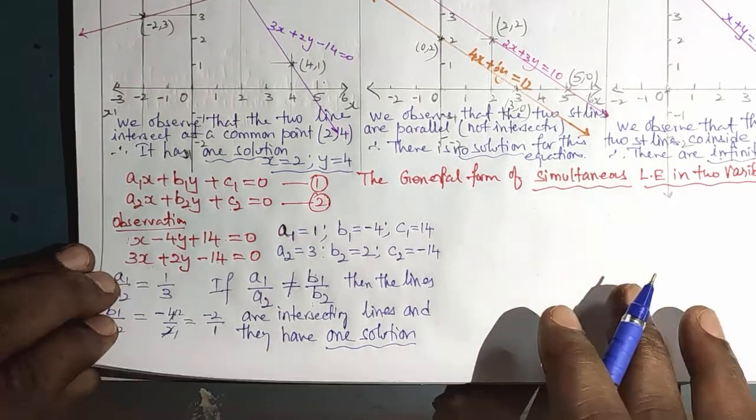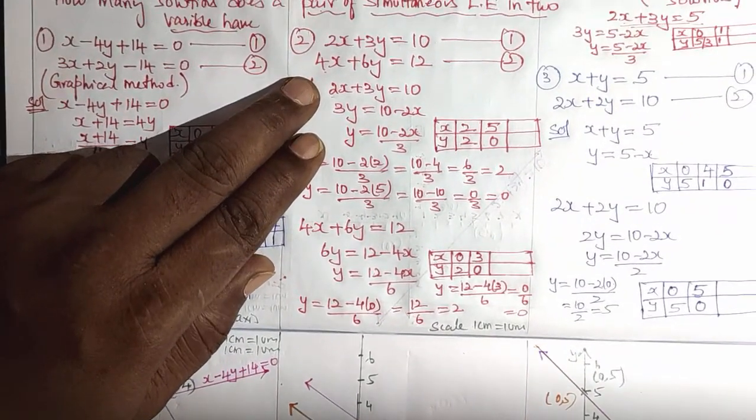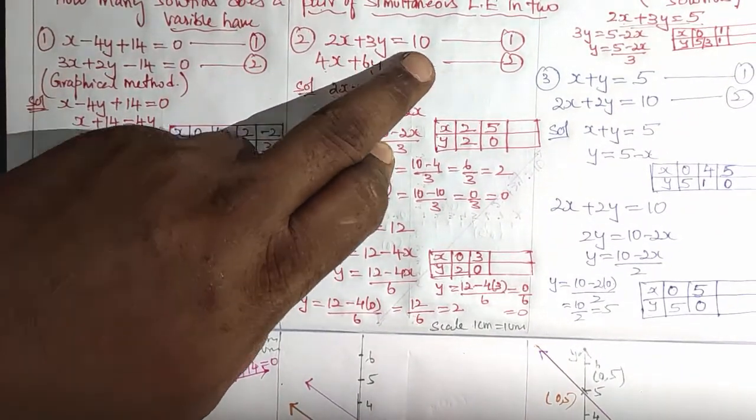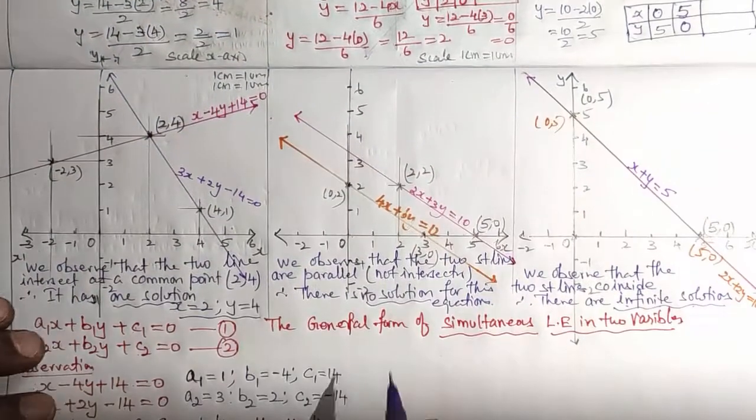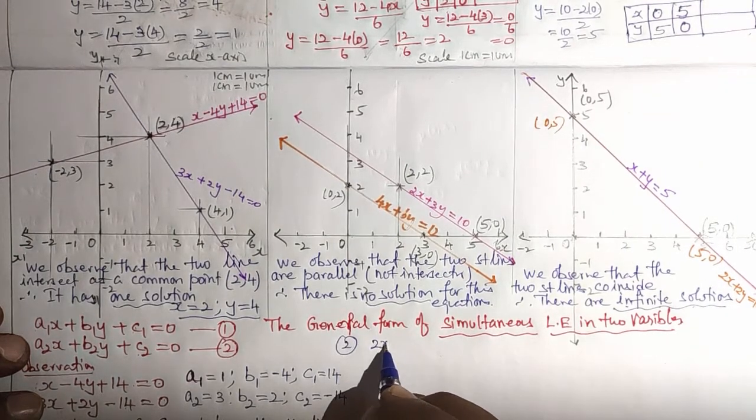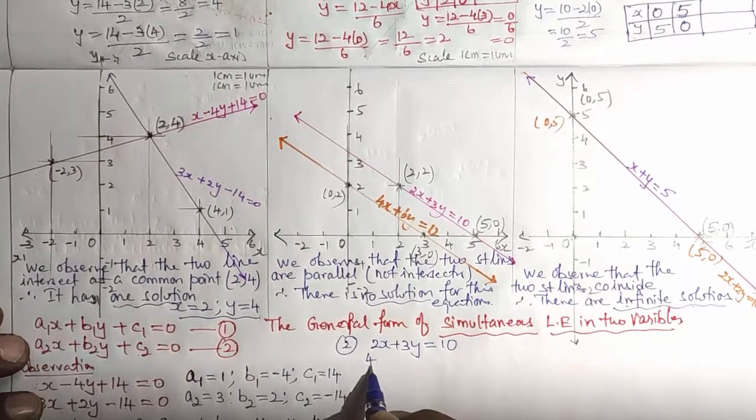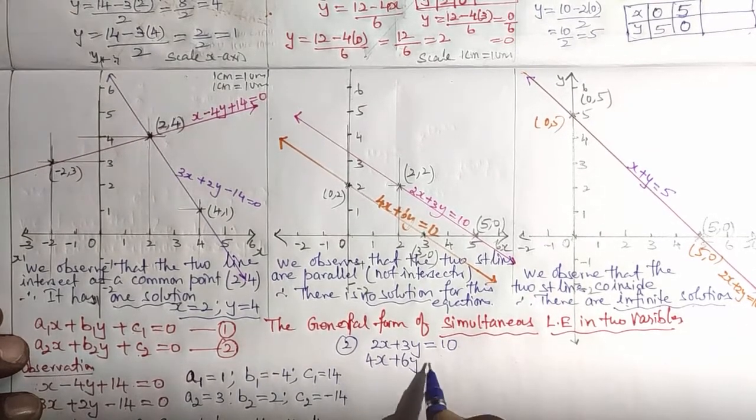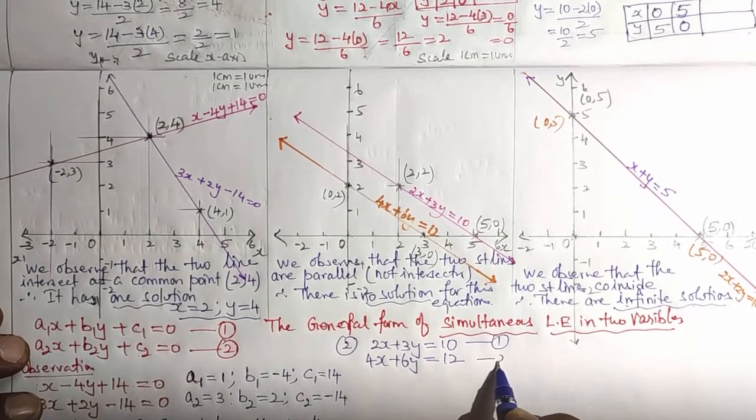Now, the second equation I have taken here is 2x plus 3y is equal to 10, 4x plus 6y is equal to 12, isn't it? Now I will take the second one: 2x plus 3y is equal to 10, 4x plus 6y is equal to 12. Now I will name these equations as 1 and 2.